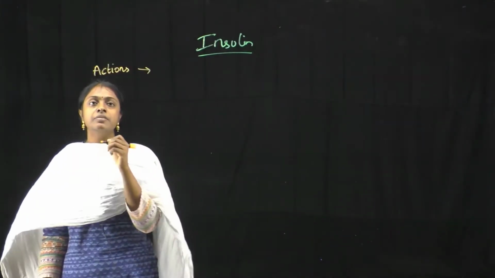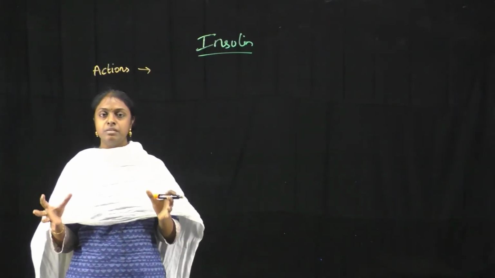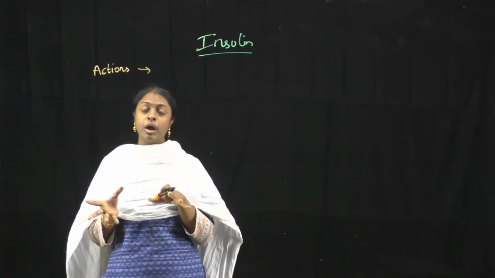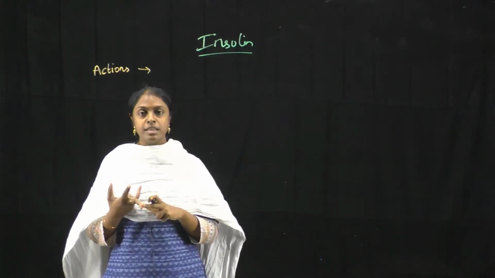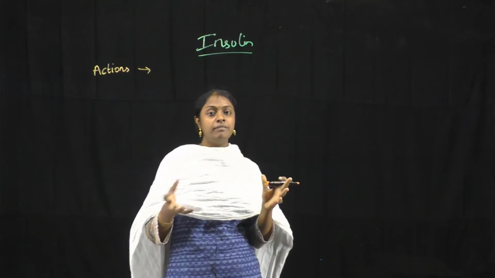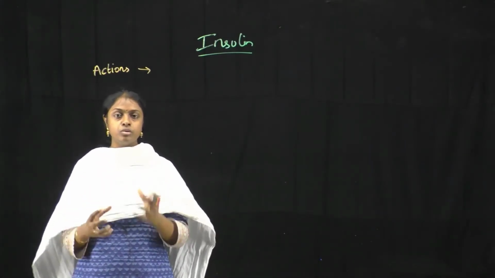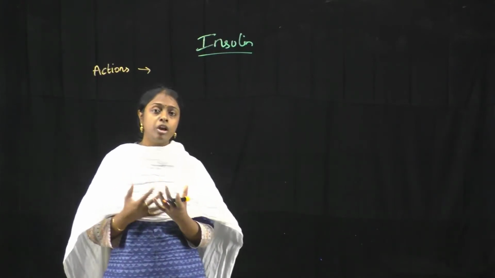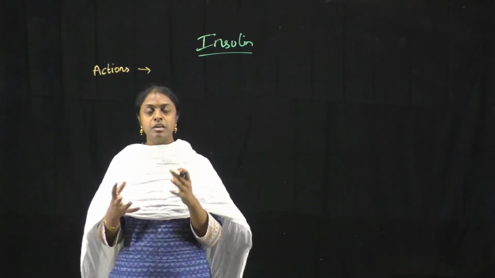The first action, the overall concept of insulin, is that when we take meals, they have to be converted into glucose, fats, and amino acids, and after converting, they have to be stored somewhere, right? So the concept is that insulin will store all those things, and whenever our muscles or body parts need it, it will release it to the respective body parts.